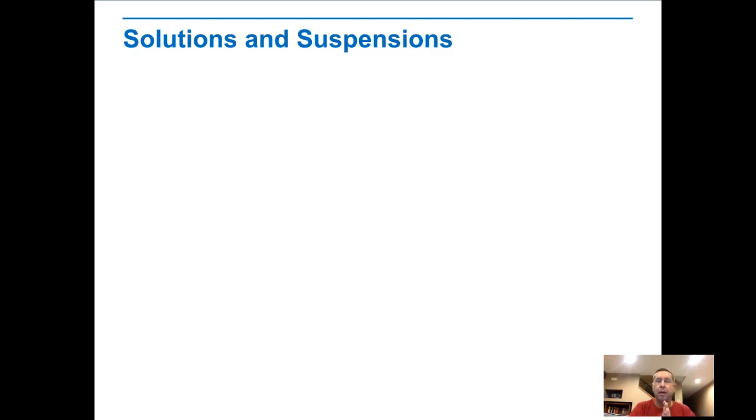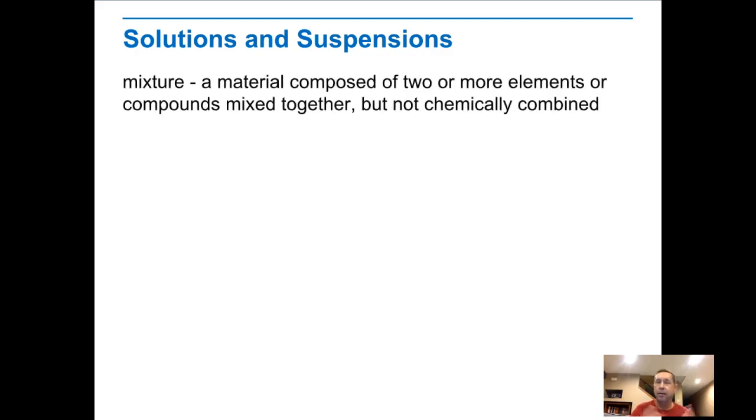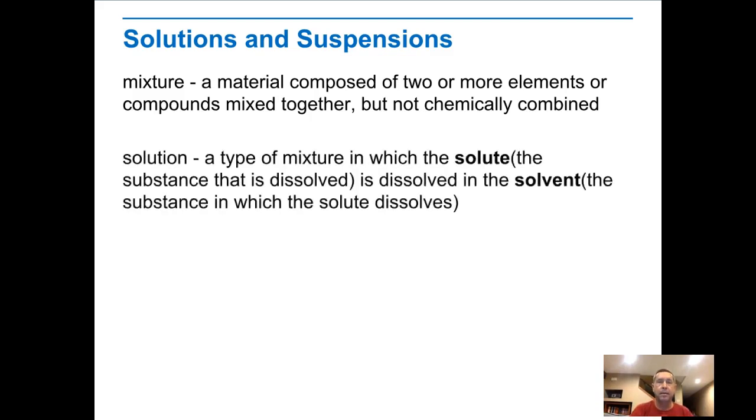When we talk about water and its ability to dissolve things, we talk about different kinds of mixtures. A mixture is not a chemical compound. A mixture is when materials of two or more elements are mixed together, but not chemically combined. Like mud is a mixture of water and dirt. A solution is a mixture in which the solute, the substance that's being dissolved, is dissolved in the solvent, the substance that does the dissolving, like when you make lemonade.